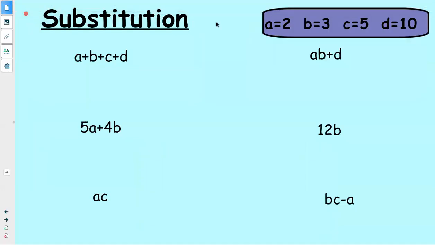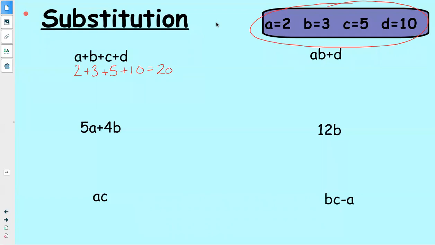Again, this is some more examples of substitution. Up at the top here, I've told you what A, B, C, and D are equal to, and you are just going to replace those variables with those numbers. So the first one here, my A is 2, my B is 3, my C is 5, and my D is 10, and you're going to add them together. So your answer is 20.